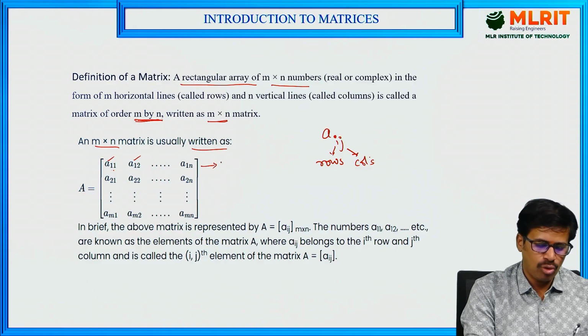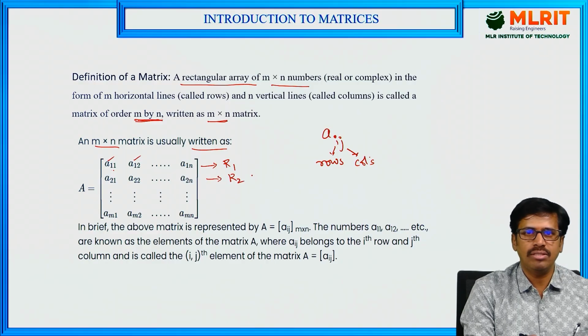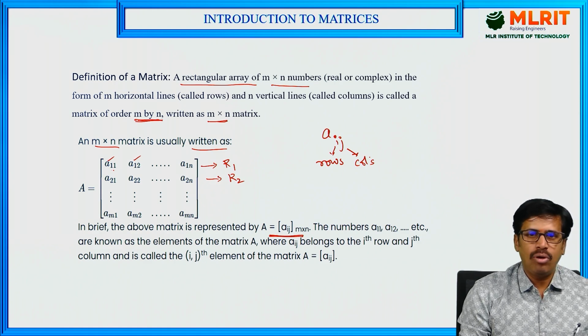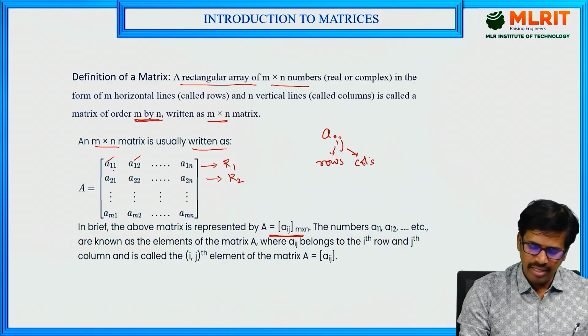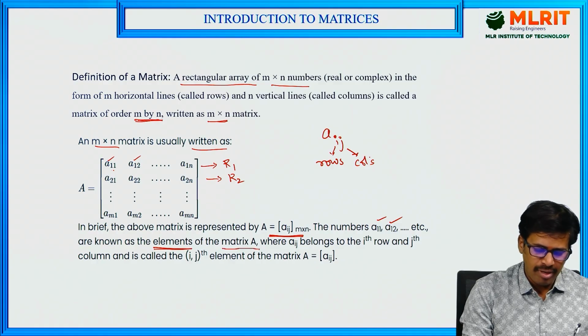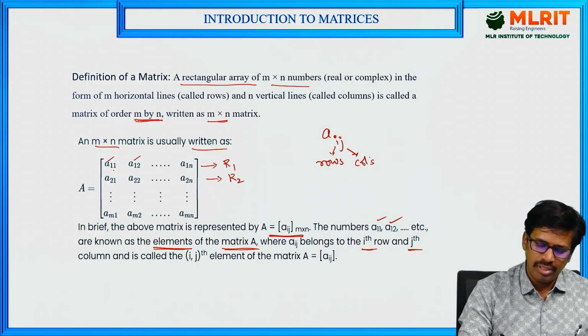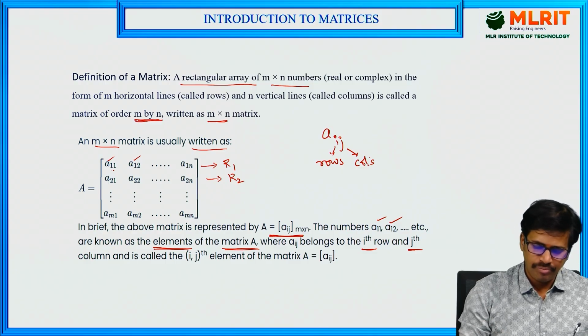This is the first row, which is R1. Similarly, a21, a22 and so on, a2n. These are the second row elements, which is R2, like that. So in general, we represent capital A equal to aij, where the order of the matrix is m by n. And then elements a11, a12 and so on. These are the elements of the matrix capital A, where aij belongs to the ith row and jth column. In general, when we write aij, i represents rows and j represents columns.